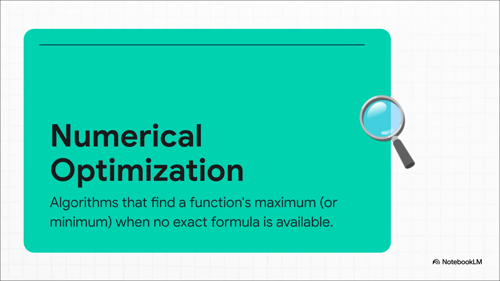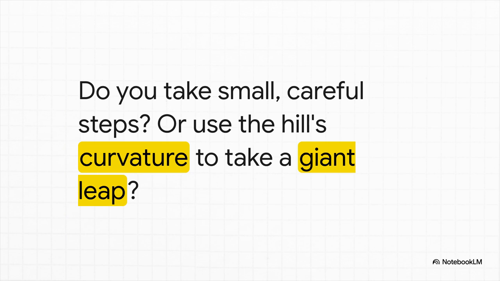They start somewhere on the function's surface, take a step uphill, look around, take another step uphill, and just keep doing that until there's nowhere left to go up. They're basically our digital mountaineers. But just like climbing a real mountain, your strategy matters a lot. Do you just take tiny, careful steps based on the slope right under your feet?